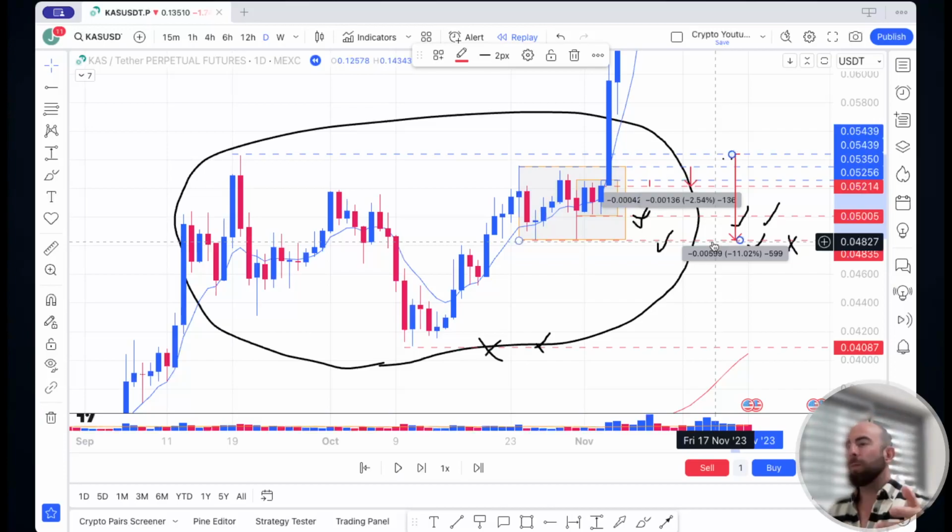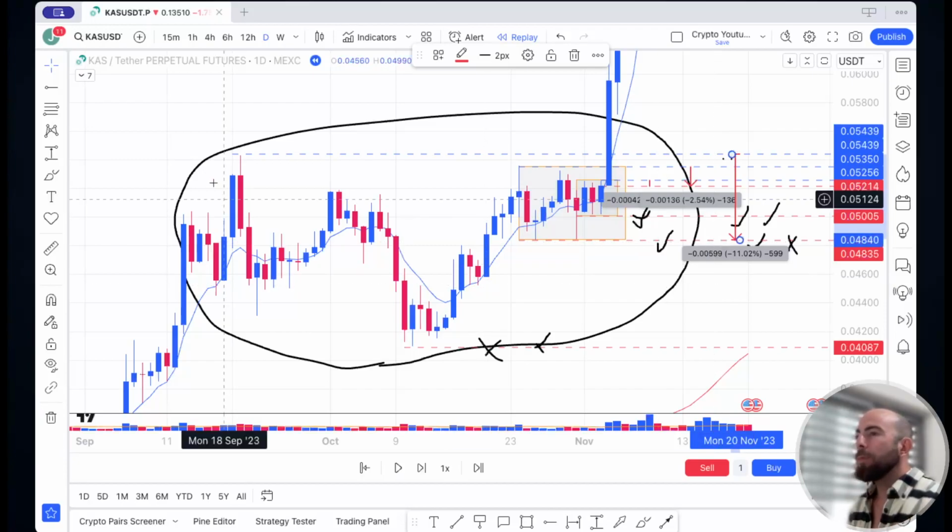And of course, CAS went from 0.05 to 0.15. So it made 3 times on our money. This was a beautiful trade. This is a beautiful chart.